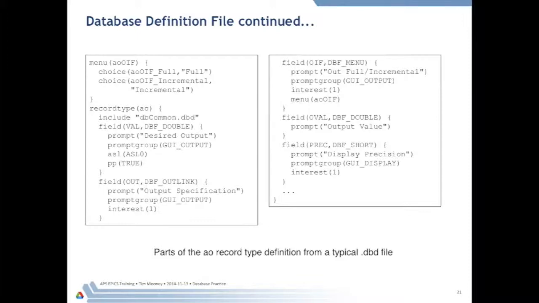All records also have to have a val field, but that's not in DB common. You are allowed to change the type of the val, right? But you still have to have a val field. A lot of records have output links. There might be menu valued fields, doubles, shorts. So whoever wrote the record is the person who defined all of this stuff.